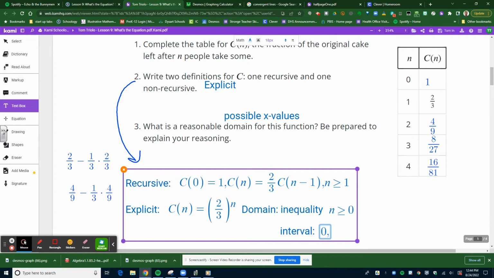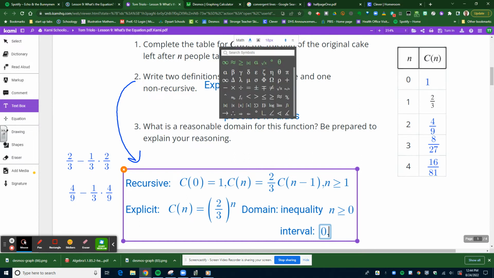Can I do this forever? Can I always take a little piece of crumb left? Yeah, so what number do we use forever? What symbol? Infinity. So you're going to go up here to the little pie. Second row, first one, infinity.